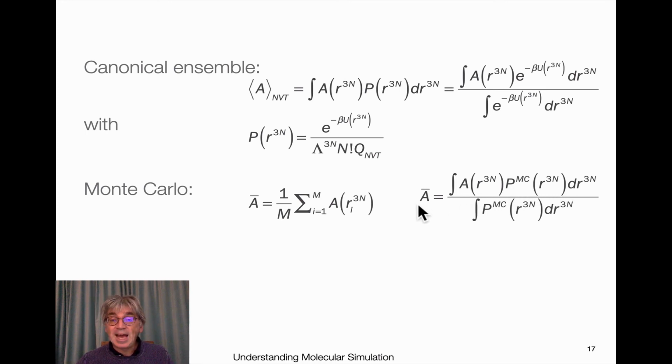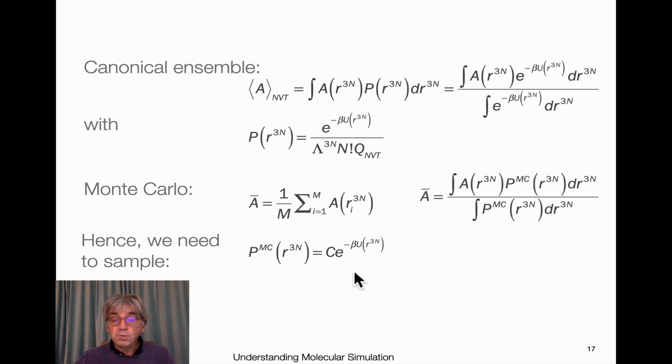So what is the average then? This is an approximation of the average. If we would have an infinite number of samples, then it corresponds to integrating over all possible configurations and looking at the weight of those possible configurations in the probability that we have that configuration in our Monte Carlo sampling scheme.